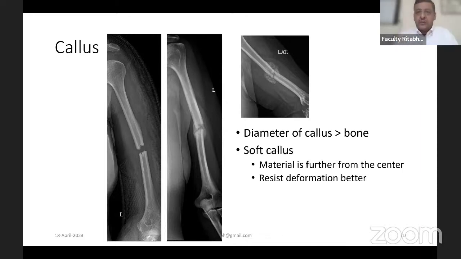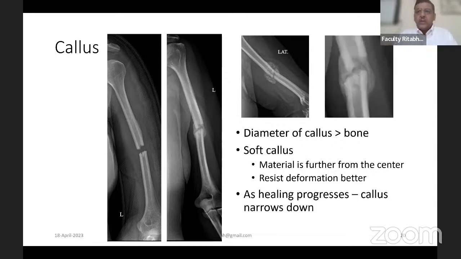So the material is soft, but as it is distributed further from the center, the complex of callus and the bone together can resist the deformation much better. And as the callus starts getting harder and the bone starts maturing, you will see that the callus starts narrowing. And in final stages of remodeling, the bone restores its original shape. So nature too uses this concept of distribution of mass away from the center to reduce deformation of healing bone.